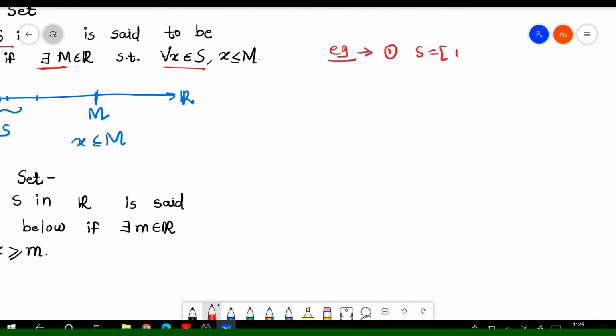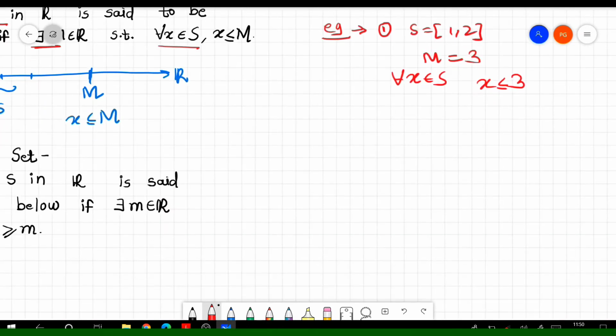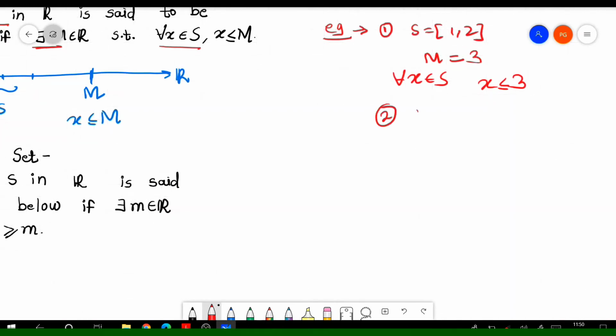For example, suppose set S is 1, 2, then we can easily see that for m equal to 3, for every x belonging to S, x is less than or equal to 3. Hence, we can say that set S is a bounded above set. On the other hand, if S is 0 to infinity, then for any m, you cannot have all x less than or equal to m. Hence, the set S is not a bounded above set.